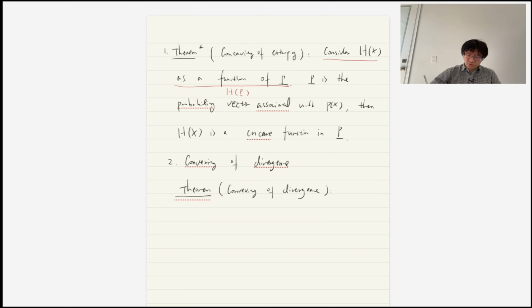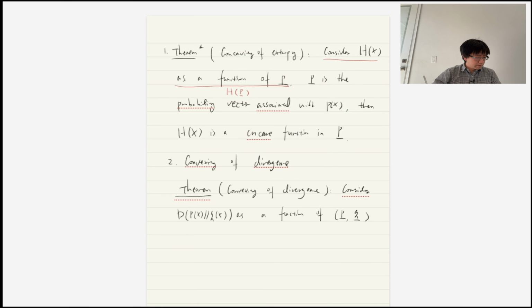This can be a bit tricky, so let's read it very carefully. We're going to prove that in our next lecture. We consider the divergence D(P||Q) as a function of P and Q, where P is a probability vector associated with P_X and Q is a probability vector associated with Q_X, and we consider them together as a big vector.